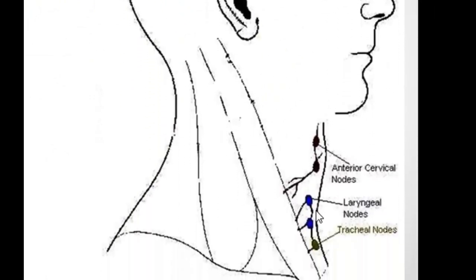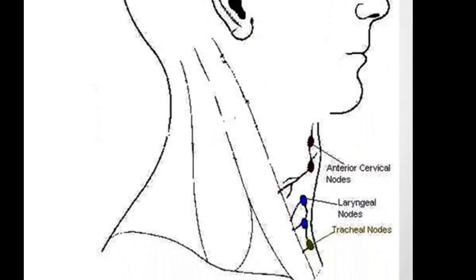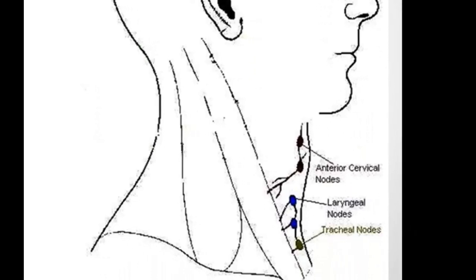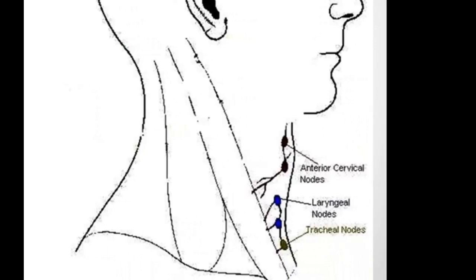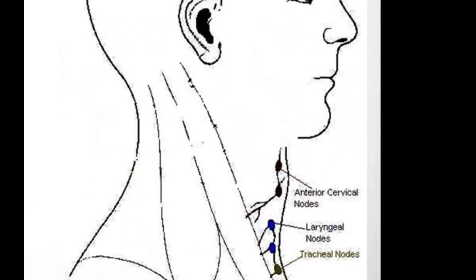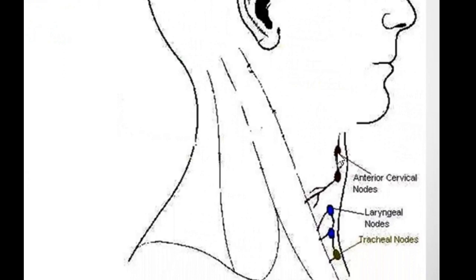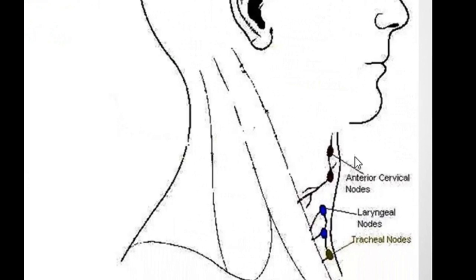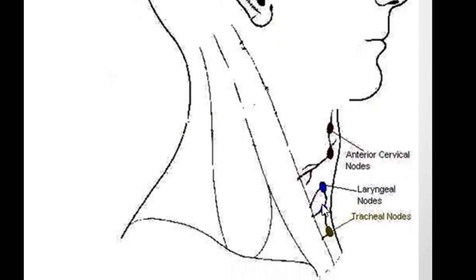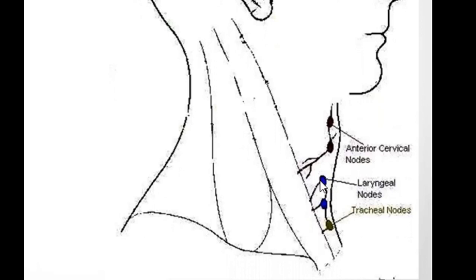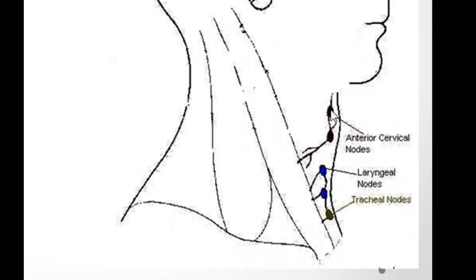Anterior cervical lymph nodes, which are the anterior jugular chain and the juxtavisceral chain. The anterior jugular chain is located here, on the anterior part of the neck. The juxtavisceral chain is divided into prelaryngeal, pretracheal, and paratracheal lymph nodes. These are prelaryngeal or laryngeal, pretracheal, paratracheal nodes, and here is the anterior jugular chain or anterior cervical chain.